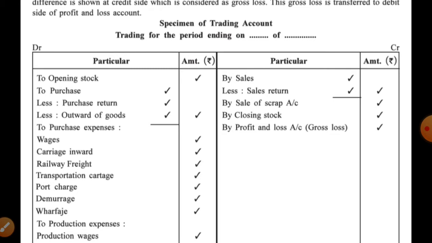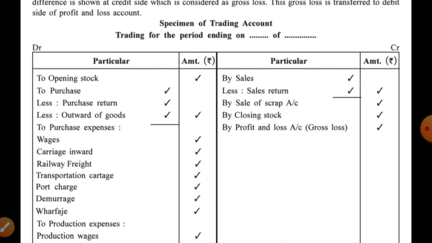Now, what is carriage inward? Carriage inward is the shipping and handling cost incurred by a company that is receiving goods from suppliers. It means it is the shipping or handling cost incurred by the company while receiving goods from suppliers. So that is to be recorded in the trading account, but if it is carriage outward, then it is to be recorded in the profit and loss account.